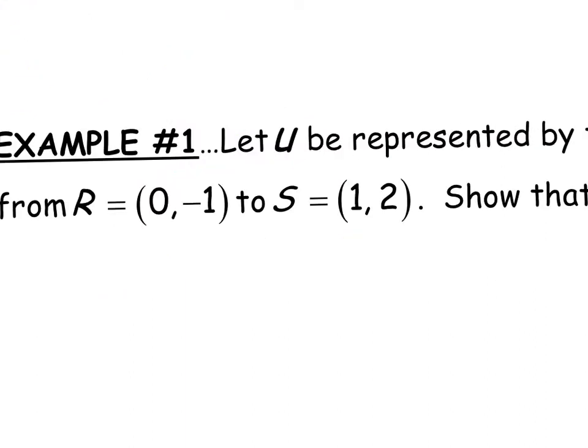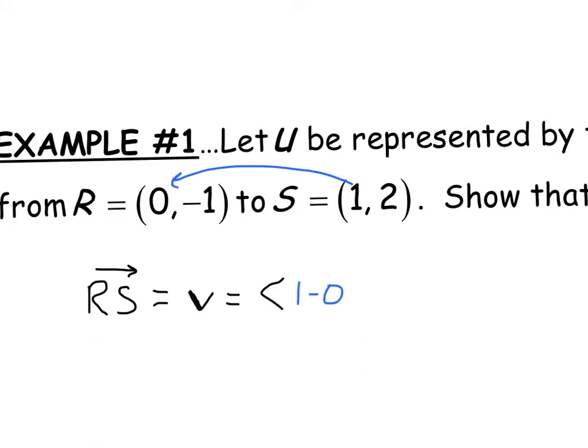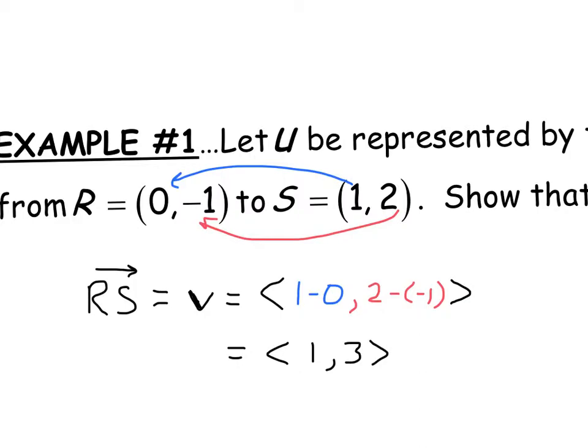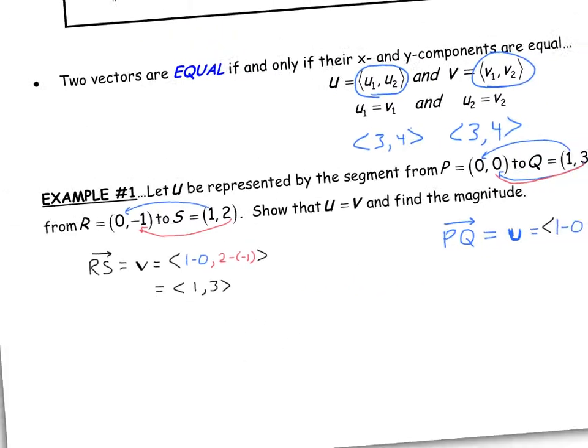The next one is vector RS. Again, they told us we're going to use the letter v. You don't have to write the RS down; you can just do v. And I just subtract the 1 minus the 0 and the 2 minus a negative 1. 2 minus a negative 1. Notice it's all in brackets. And I simplify that to get a 1 and a 3. So what do we notice?